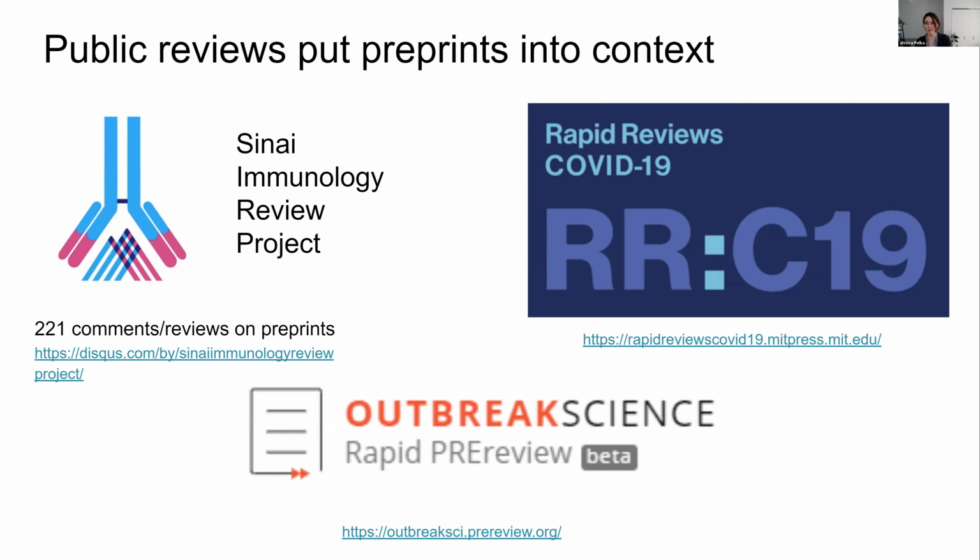So basically, I think there's a potential for these very interesting preprints to be put into context by the community. And of these initiatives, I'd just like to highlight three of them. The Sinai Immunology Review Project, Rapid Reviews COVID-19, and Outbreak Science Rapid Pre-Review are all geared towards organizing the peer review process on top of preprints. While this kind of commenting can happen organically, these three projects represent an opportunity to have a little bit more structure around that. We actually maintain a list of different preprint review projects that I can drop into the chat as well if you're interested in looking into that.